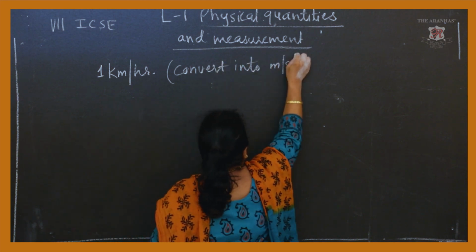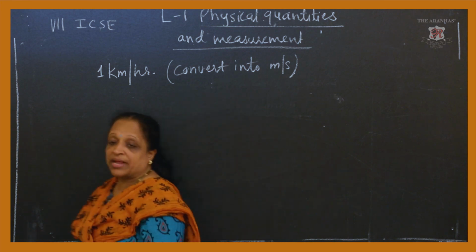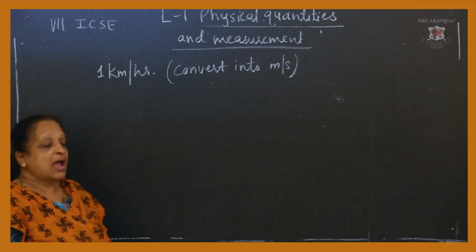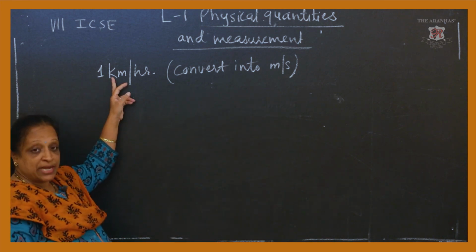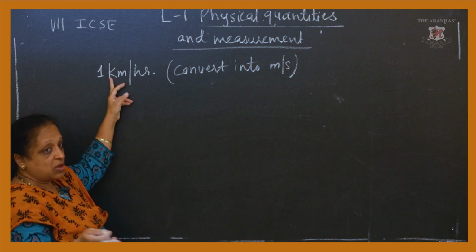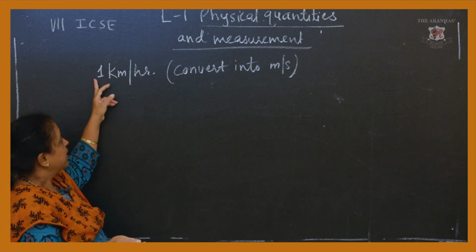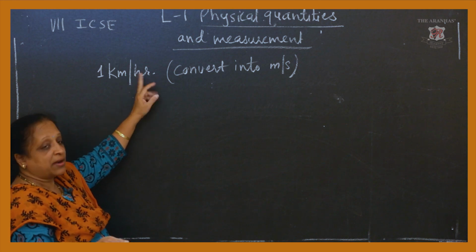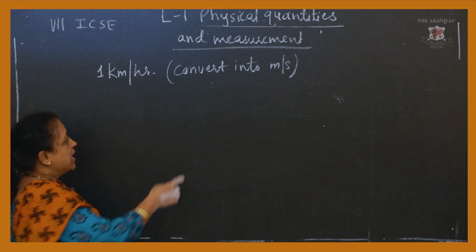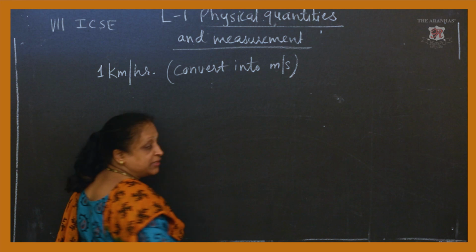Convert into meters per second. I am going to convert the speed of any object whose speed is 1 kilometer per 1 hour. Only 1 has been taken. Now I want to convert this into meters.